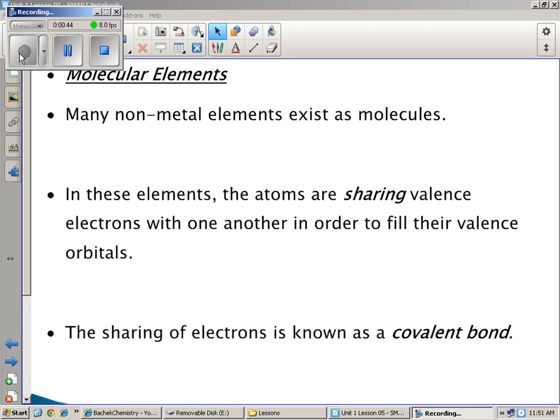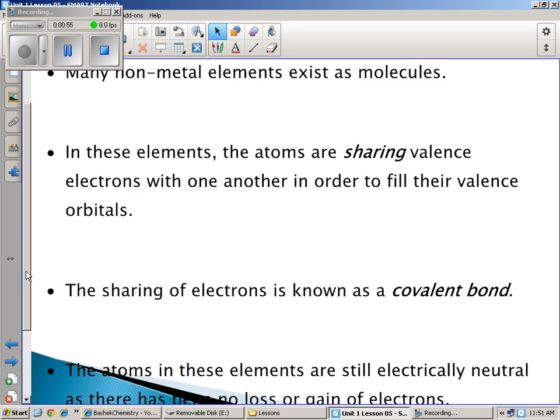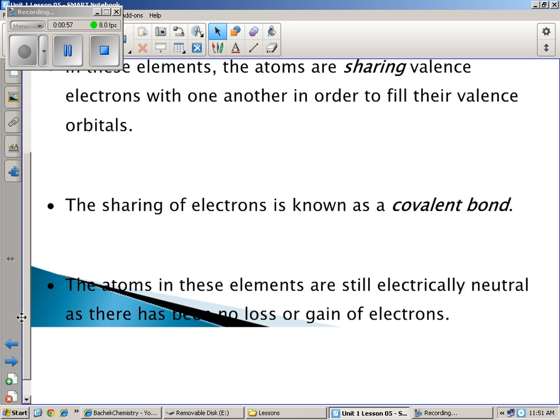Why do they share electrons? Because they want to become more stable. The only way they can do that is to share them, all right? And it's in order to fill their valence orbital. The sharing of electrons is known as a covalent bond. Make sure you know that. Covalent bond, sharing electrons, non-metals. Those all go together.